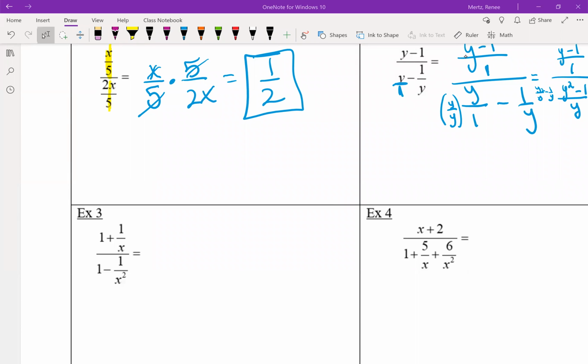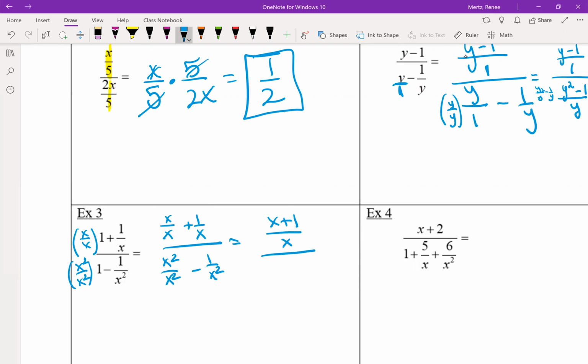All right, so on the next one, we want to get a common denominator also. So this one needs an x over x on the top. The bottom needs an x squared over x squared. We're going to write it as a single fraction. This would become x over x plus 1 over x, all over x squared over x squared minus 1 over x squared. Put it together. So we get x plus 1 over x, all divided by x squared minus 1 over x squared.